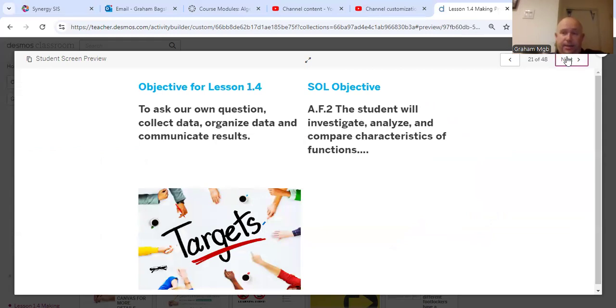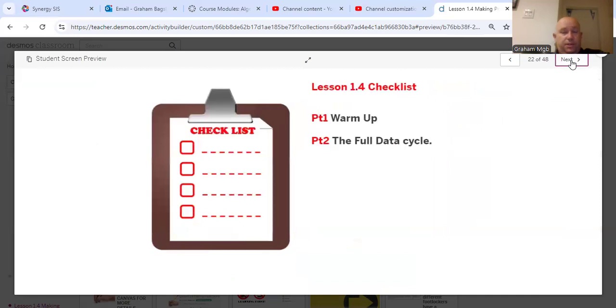So today, it's basically a completion of everything we've done in the whole unit, and this is really the last lesson in the unit, except for the quiz. Today, asking your own question, collecting data, organizing data, and communicating results. And this also requires a little bit of research as well, which is something that's very different from what we normally do. And this is really going to take up the whole lesson today.